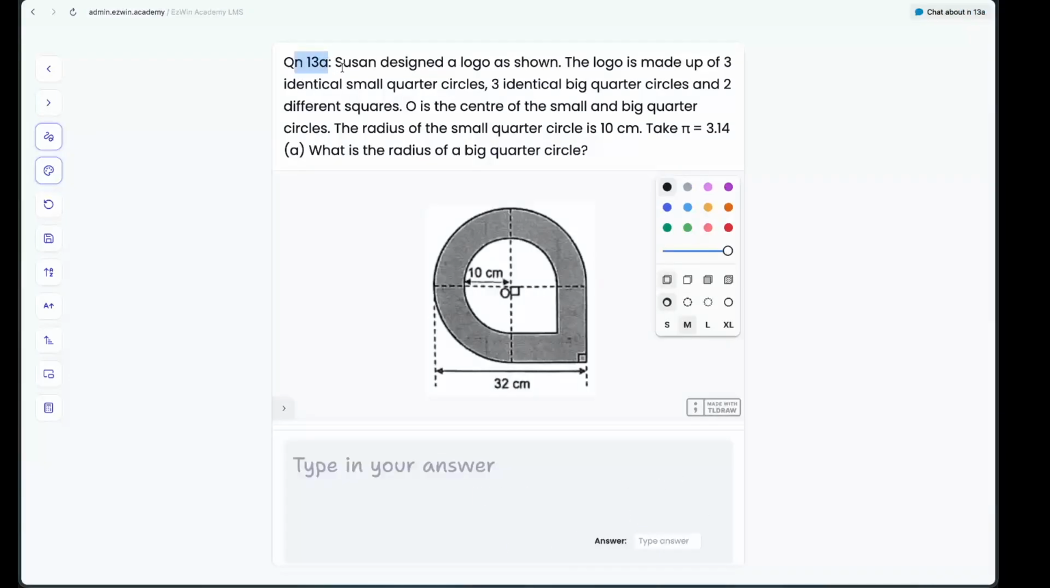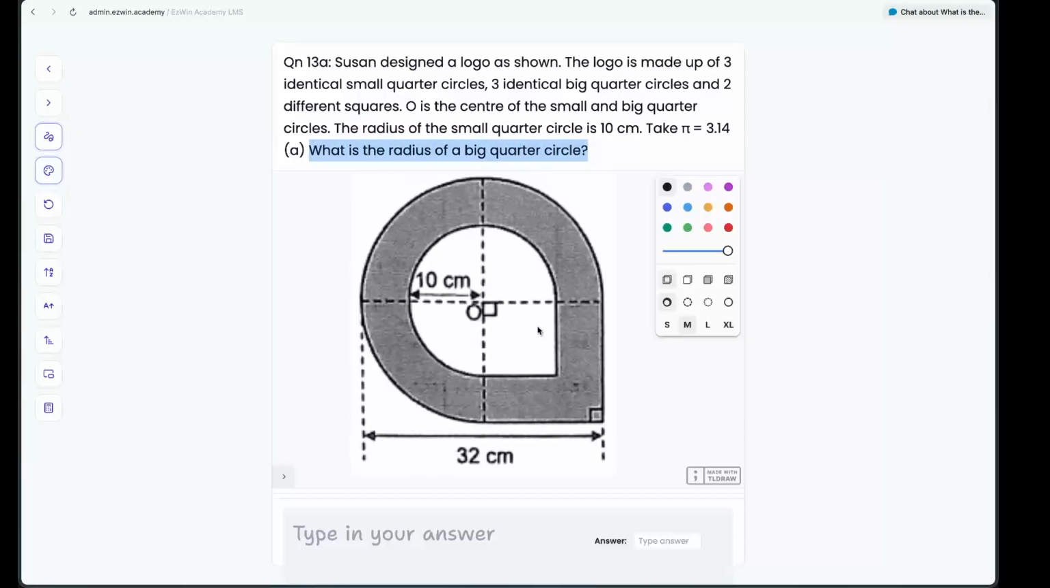Question 13a. Susan designed the logo as shown. The logo is made up of 3 identical small quarter circles, 3 identical big quarter circles, and 2 different squares. O is the center of the small and big quarter circles. The radius of the small quarter circle is 10 centimeters. What is the radius of the big quarter circle?